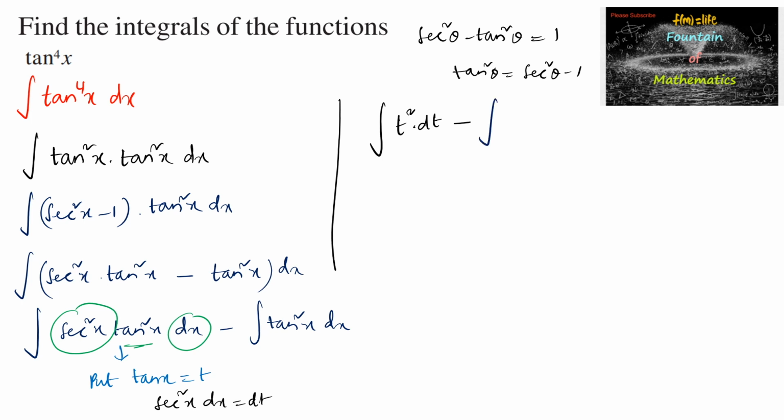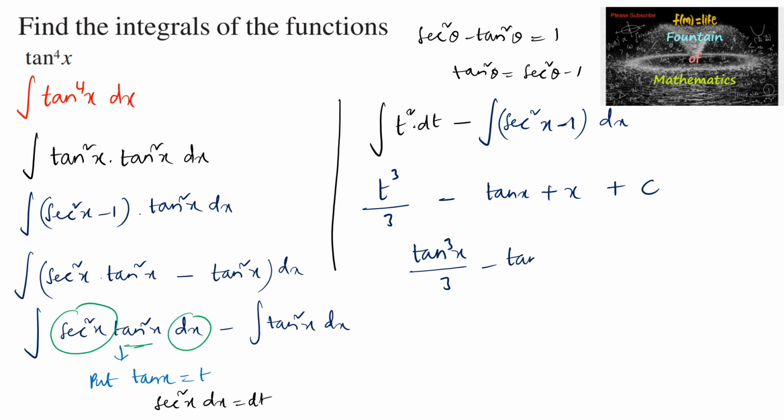Second integral we can write again as secant square x minus 1 by using the property, dx. So here we can write t power 3 by 3 plus some constant, minus integration of secant square x is tan x, and integration of minus 1 dx is minus x, so minus of minus plus x plus some constant. Let us substitute back t is equal to tan x here. So we can write tan cube x upon 3 minus tan x plus c is the answer.